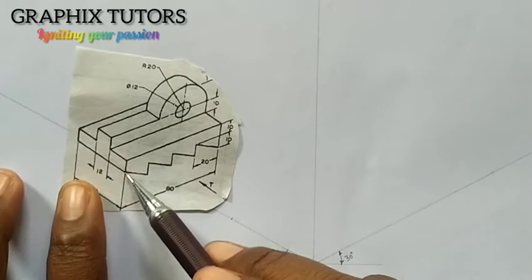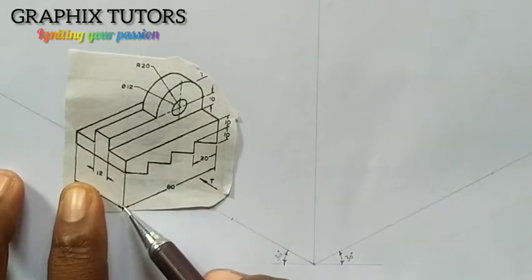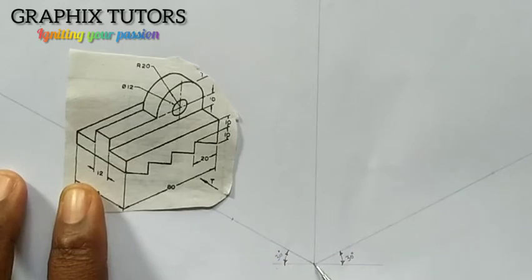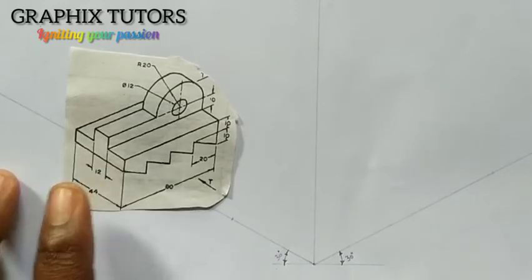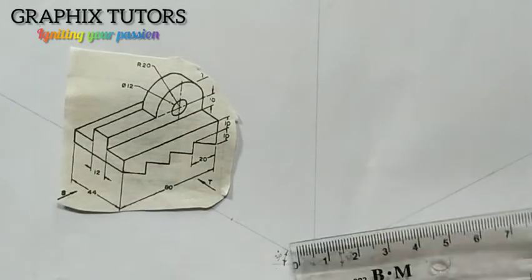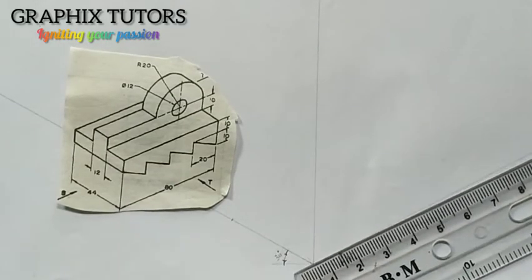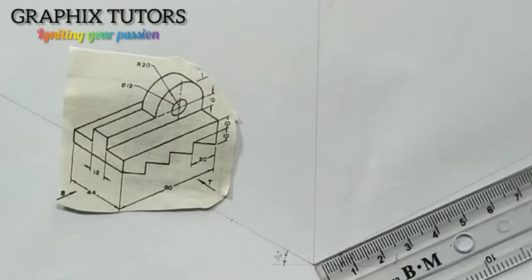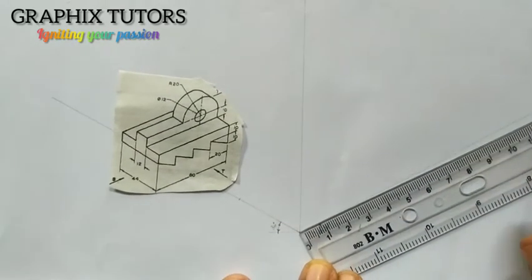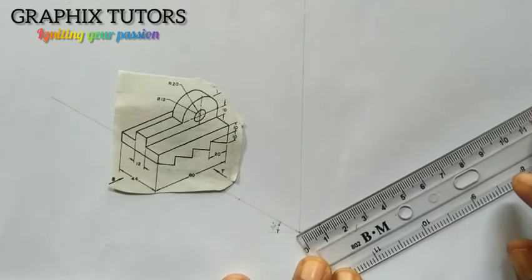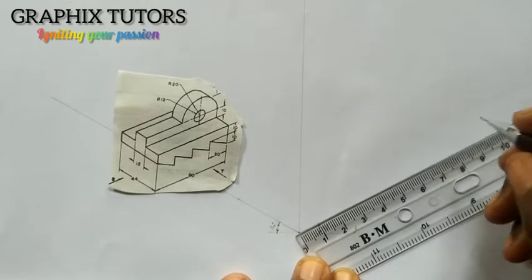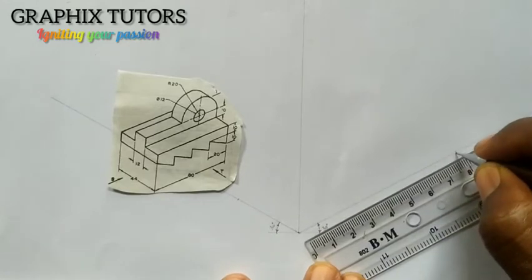We said earlier that from here to this point is what? 80. That means from this point here to this side is what? 80. So I'm going to measure my 80. With the help of my meter rule, I'll place it at this point here. Let me take it down a little bit. And I'll measure 80. So from 0 to this point is 80.